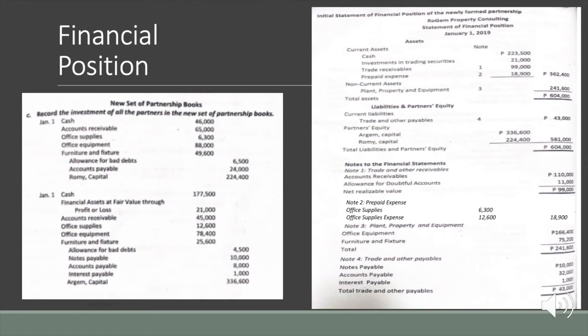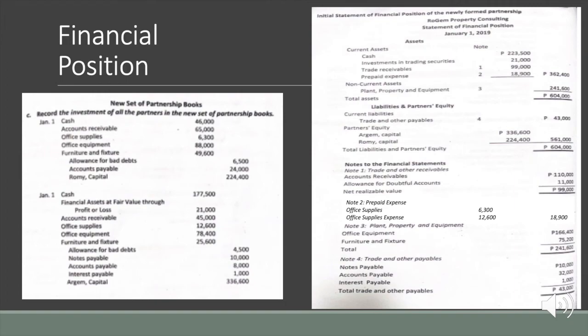Now for our prepaid expense, which is the second note, the prepaid expense is from the agreed valuation of the partners, where office supplies shall be valued at 90% of its actual cost. So the prepaid expense would be office supplies expense of 6,300, which is the 90% of the cost, and office supplies expense of 12,600 from Argem's office supplies. So if you add 12,600 to 6,300, it would be equal to 18,900. Now for our current assets, the total current assets is 362,400.